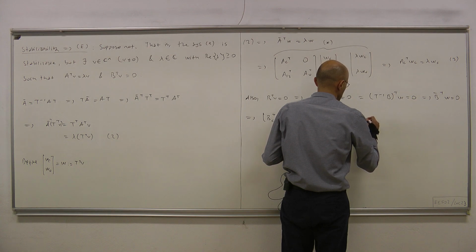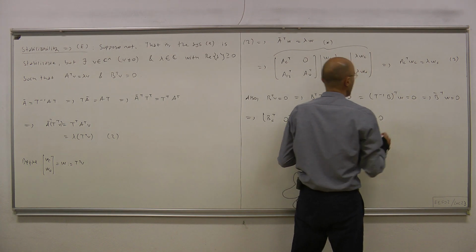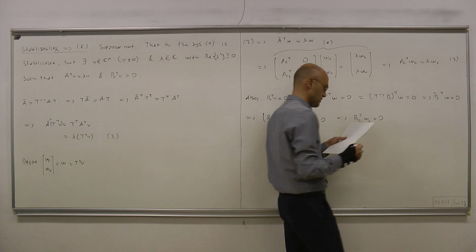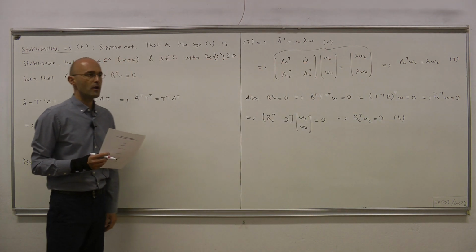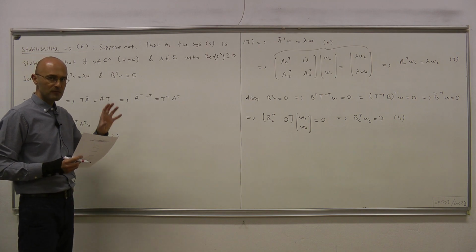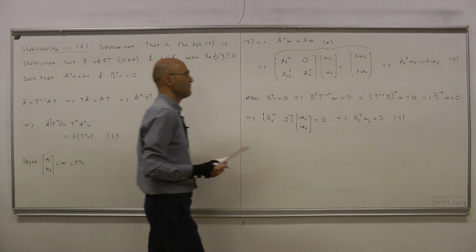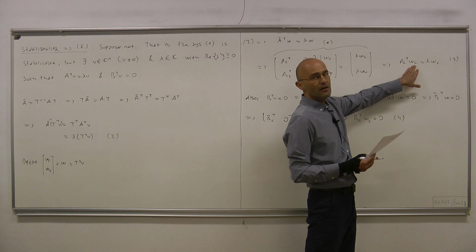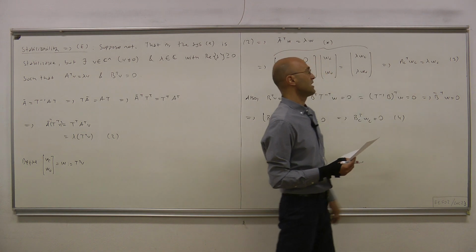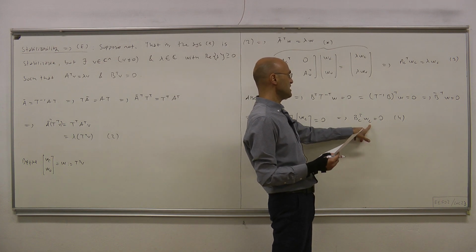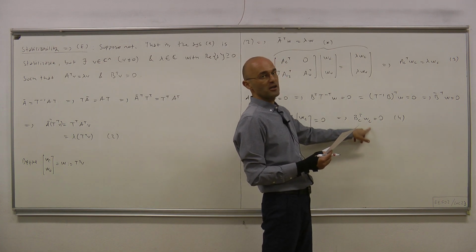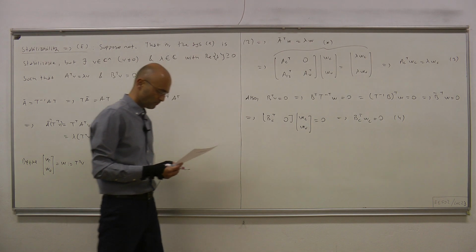BC transpose WC equals 0. So let's give this a number, equation 4. So let's look at equations 3 and 4 at the same time. Here we have a vector that seems to satisfy the eigenvector equation for AC transpose, and that vector is in the null space of BC transpose.